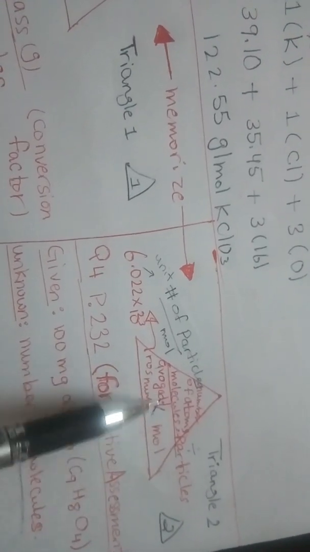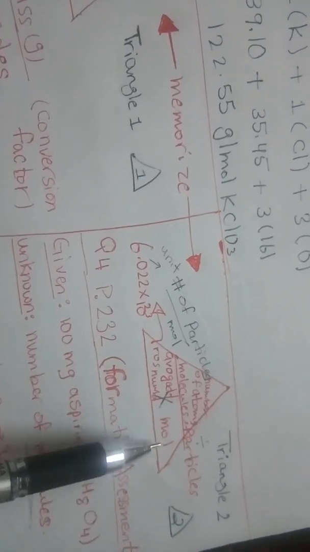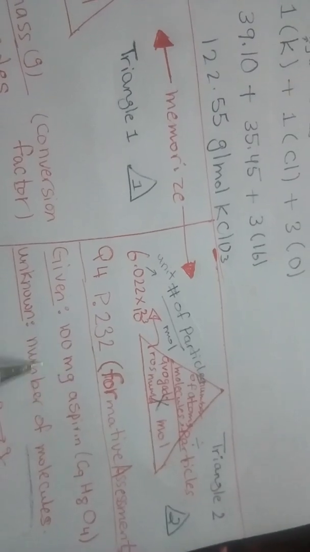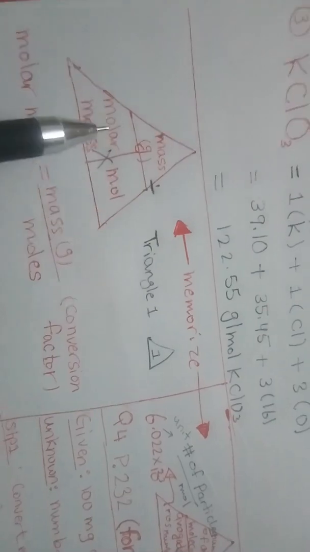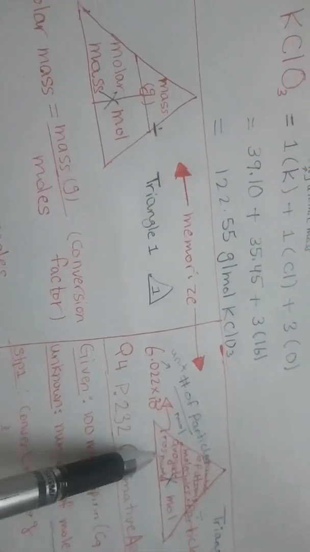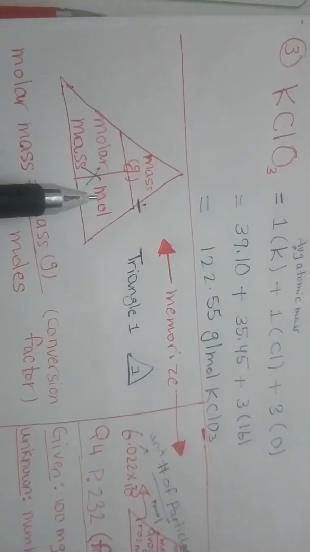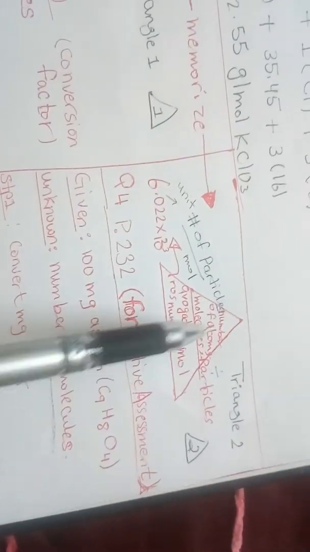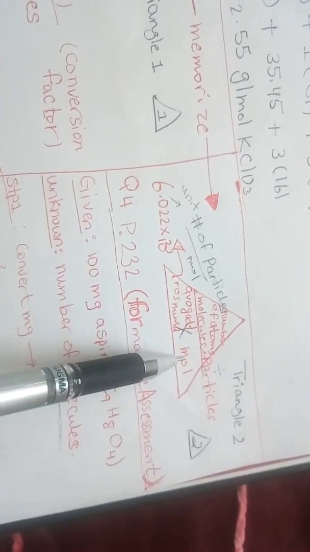Avogadro's number is known. Moles is not given. But how do I find moles? From the mass that is given, and link that to the first triangle. This is one of those questions where you need to use both triangles. So over here, I have mass, I have molar mass, I find moles. After I find my moles, I go back and plug them in here, and then I multiply Avogadro's number by moles, and then I get number of molecules. So this is my plan.